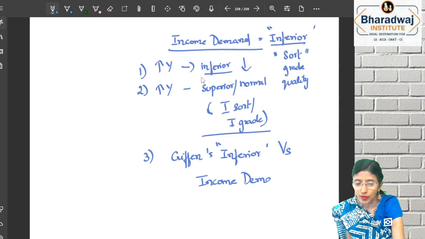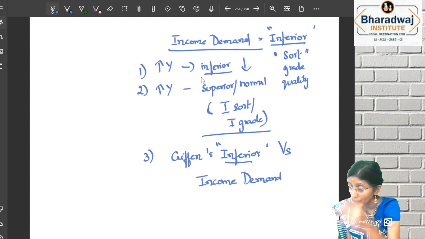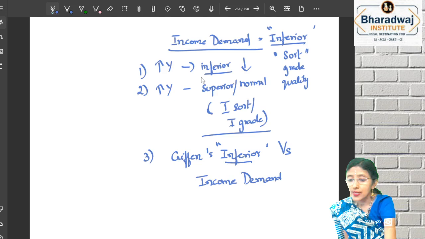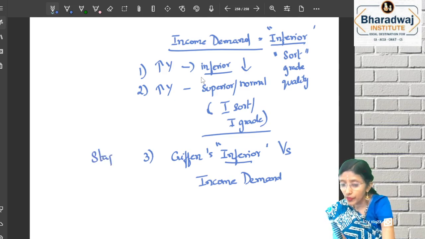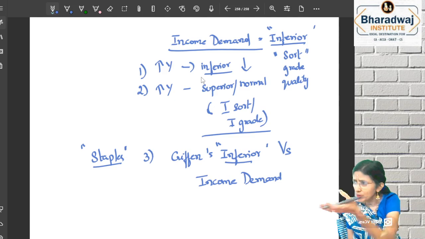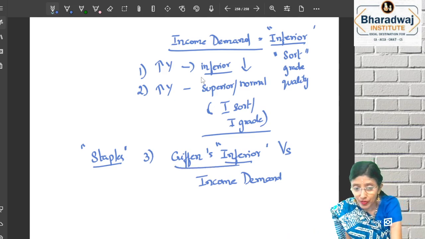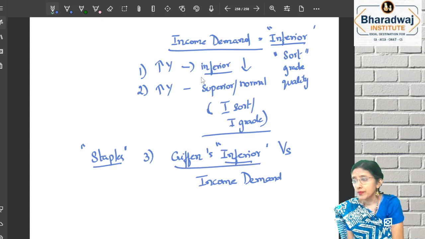In Giffen's inferior, the commodity which is said to be inferior is your regular daily item, without which you can't live. Staples. Since Giffen experimented with staples, we give the example of staples. What does staple mean? It's my daily meal. I cannot do without rice or wheat. That is Giffen's inferior. But income demand inferior is not that.